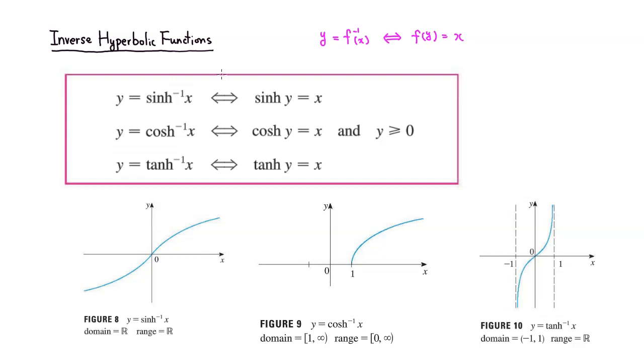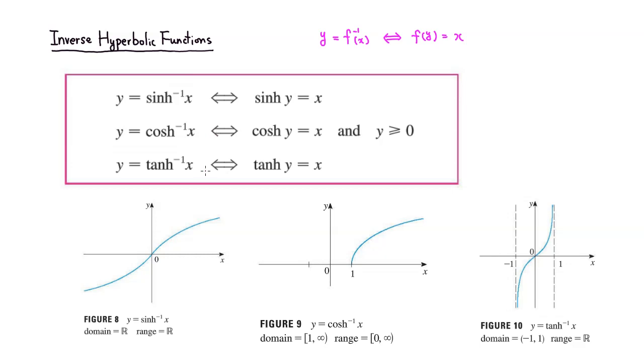The inverse hyperbolic sine function is defined as hyperbolic sine of y equals x, and the same way with the inverse hyperbolic cosine and the inverse hyperbolic tangent. The only thing you have to worry a little bit about is the inverse hyperbolic cosine.